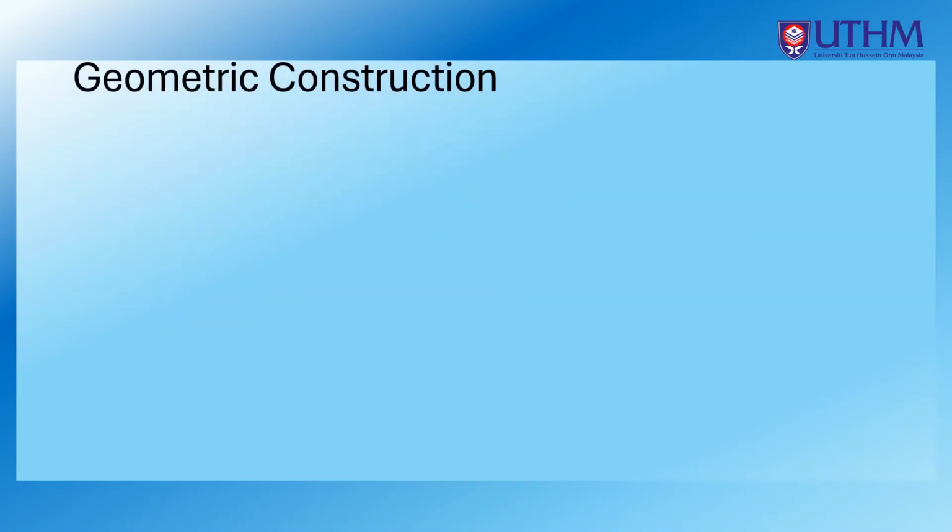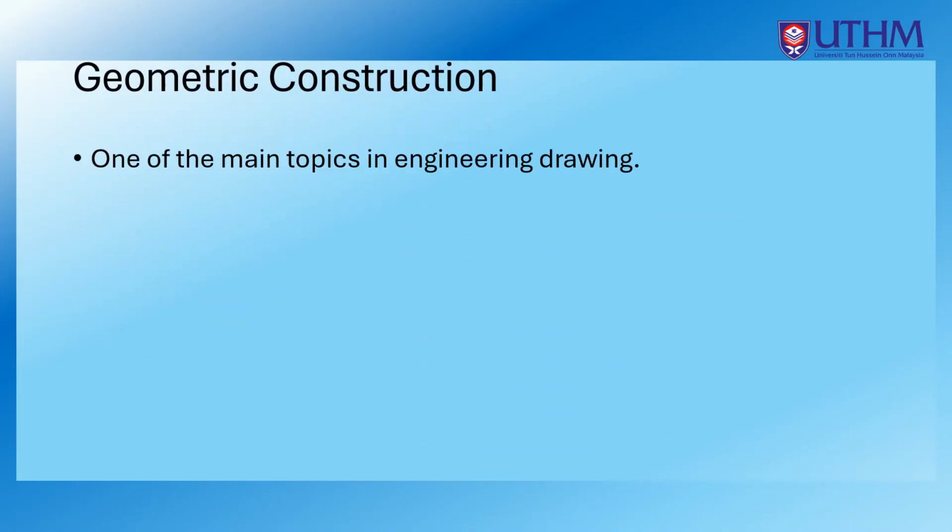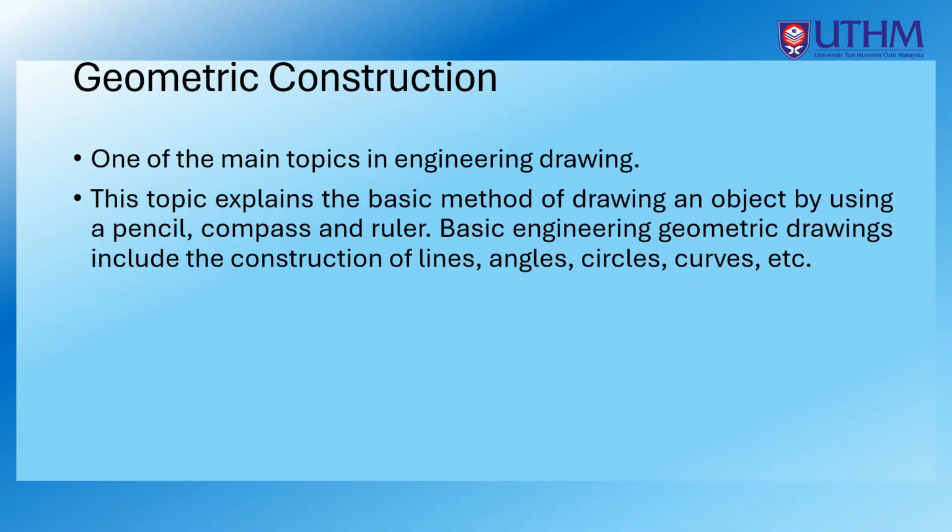What is geometric construction? It is basically one of the main important topics in engineering drawings. In this topic, you will learn the basic method of drawing an object using a pencil, compass, and ruler. This topic provides you with the necessary skill to construct lines, different sizes, angles, circle, curve, polygon, and tangent.